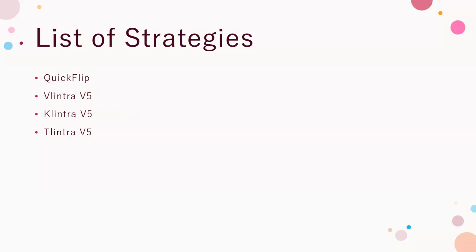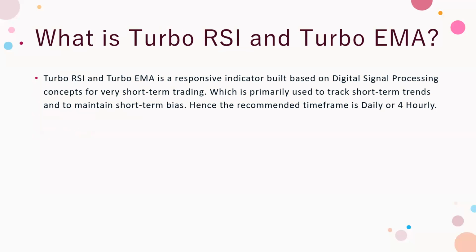First things first, we're going to look into what Turbo RSI and Turbo EMA are. These are highly responsive indicators, designed based on digital signal processing concepts, particularly suitable for very short-term trading. I primarily use them to analyze, from a very short-term point of view, what the current trend is. So I use either Turbo RSI or Turbo EMA to do that. And Turbo EMA was very recently introduced in AlgoStudio, and is not part of Trade Studio. That has been newly introduced in AlgoStudio.